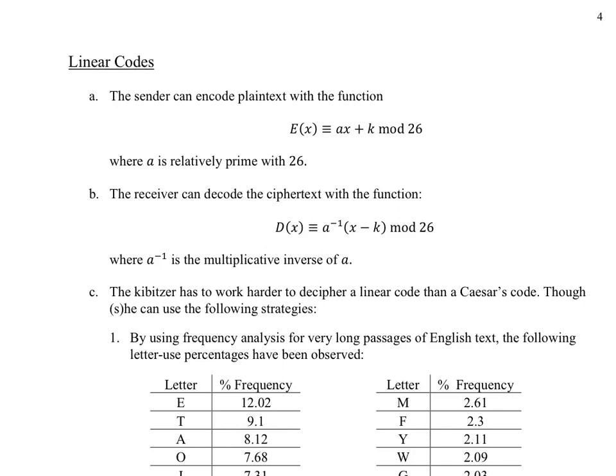Welcome. In this video, we're going to discuss another crypto system called linear codes. In a previous video, we looked at the generalized Caesar's code where we shifted by a k value. In this video, we're going to extend upon that idea. We're not just going to shift by k, we're also going to scale our letter in the alphabet by multiplying it by a. So this is the encoding function that we're going to use.